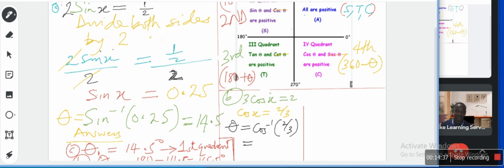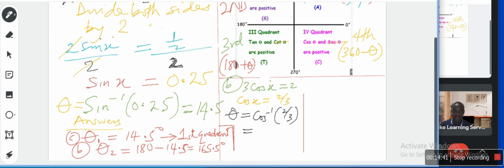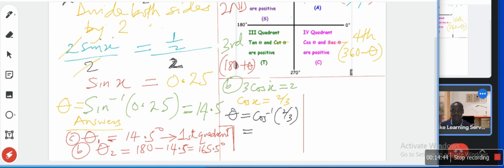Sorry, I have a question. Do they always ask us for theta 2? Pardon? Do they always ask us for theta 2? Should they? What did you say again? Do they always ask us for theta 2?